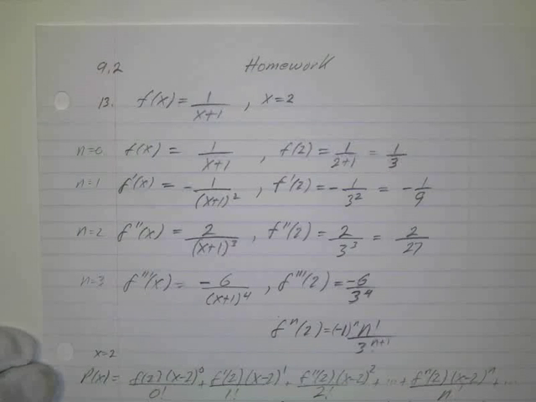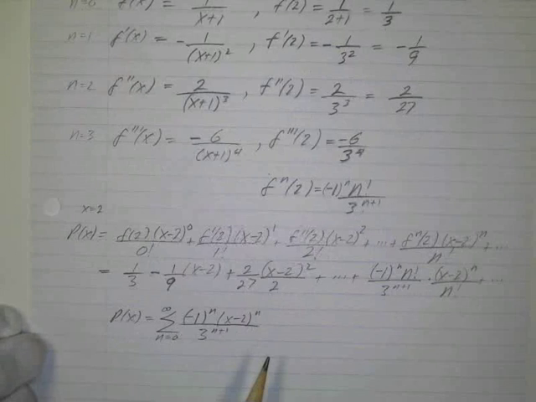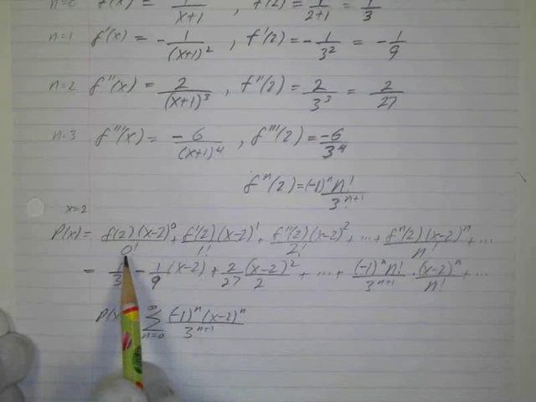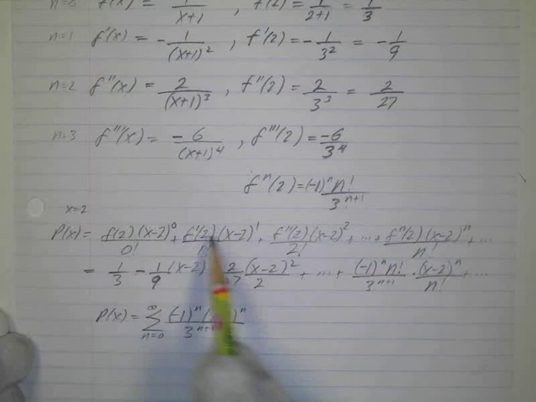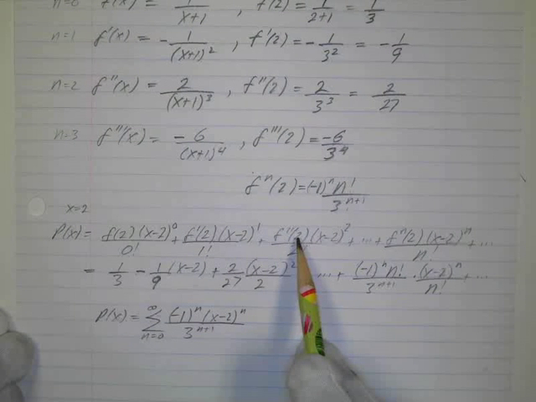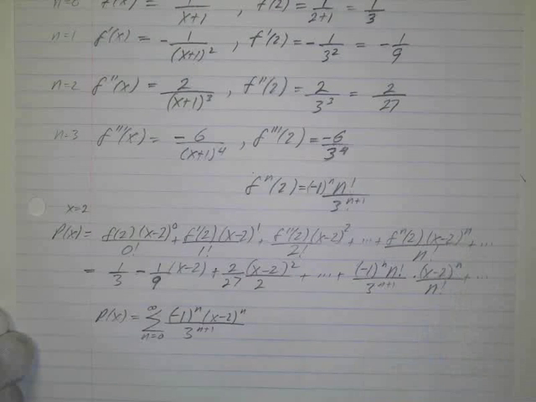So x equals 2, our center will be 2, so we're going to be dealing with x minus 2 rather than just x. If I set up my Taylor polynomial, my general formula, this is going to be f of 2, x minus 2 to the 0 over 0 factorial, f prime of 2, x minus 2 to the first over 1 factorial, f double prime of 2, and then x minus 2 squared over 2 factorial, etc. So this is the general formula for the Taylor.